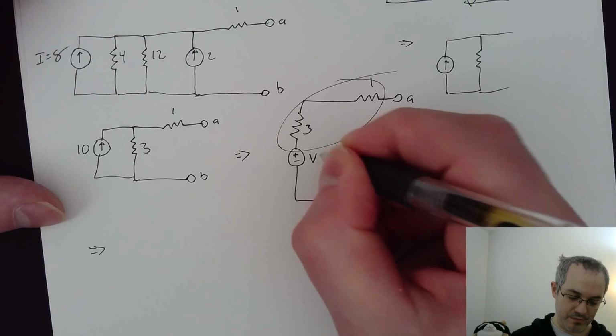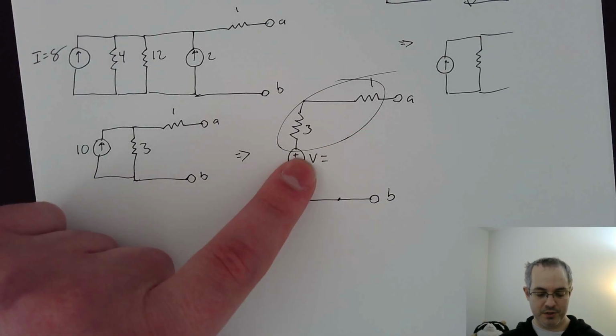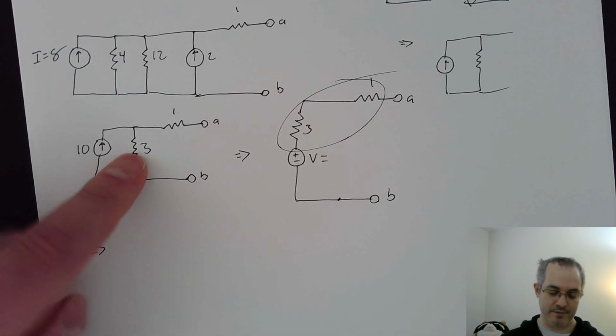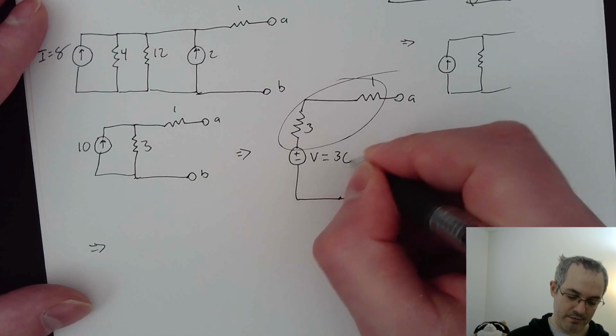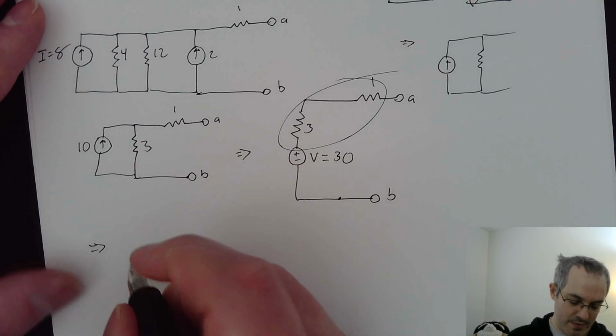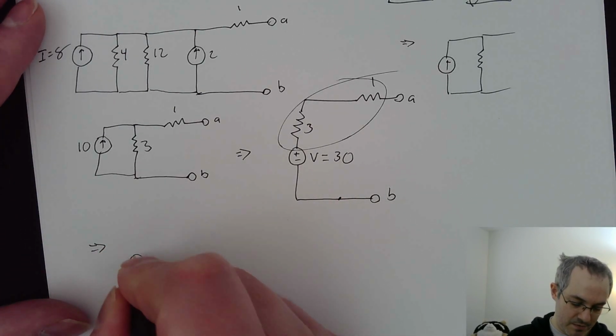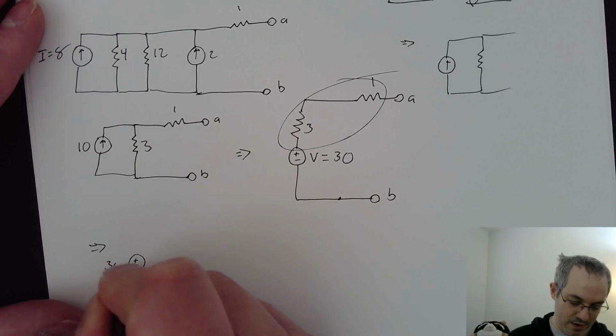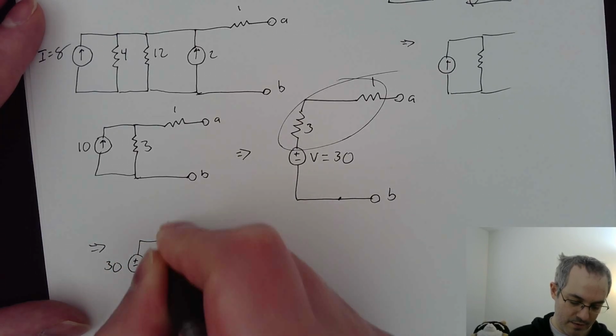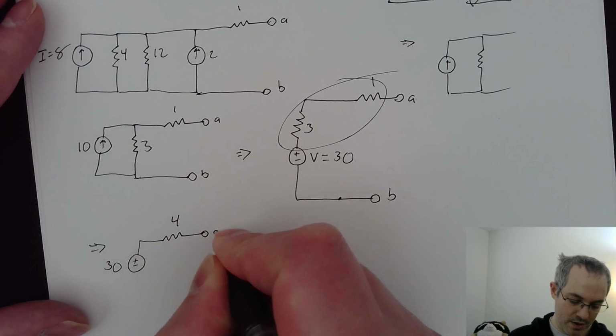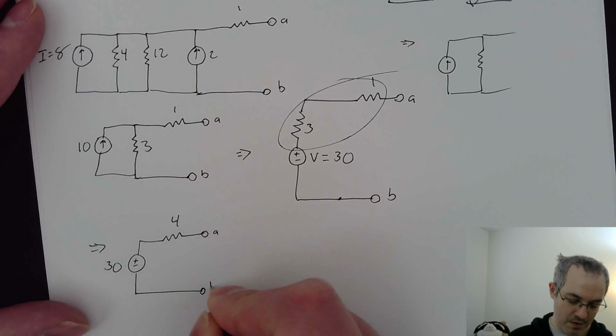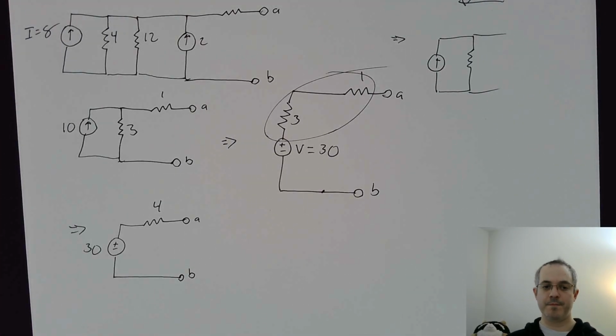Oops, sorry, getting ahead of myself. The voltage here will be I times R. So that'll be 30. So this will be plus minus 30 for A, B. And there you got the whole thing, right?